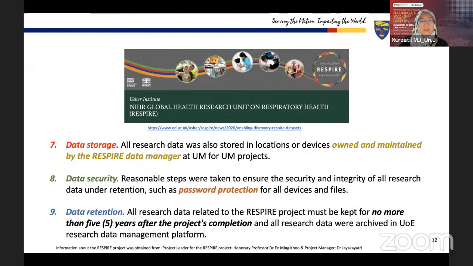Okay, so in terms of data storage, all this data was also stored in locations or devices owned and maintained by the Respire project data manager at UM for UM projects. They have the storage data, but at the same time, they deposit the data on the repository hosted at the University of Edinburgh. And in terms of data security, when they store the data, they want to make sure that the data is password protected for all devices and files.